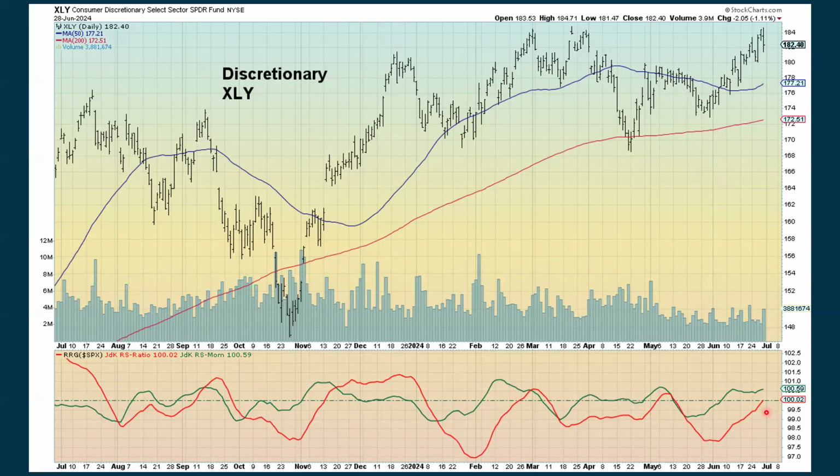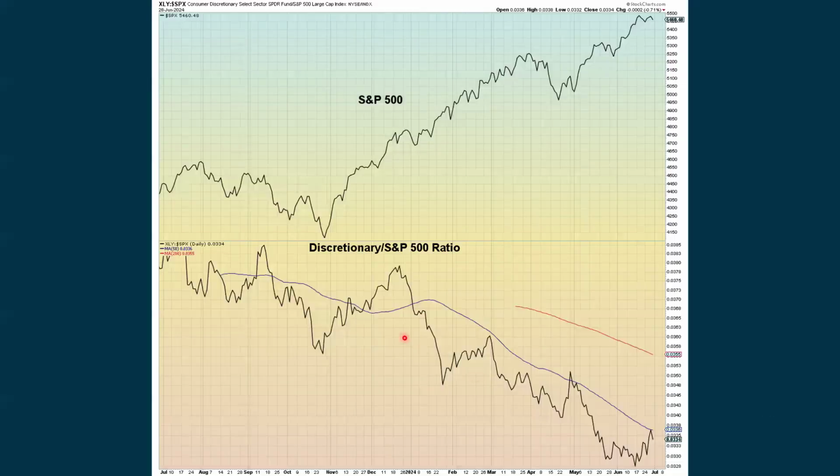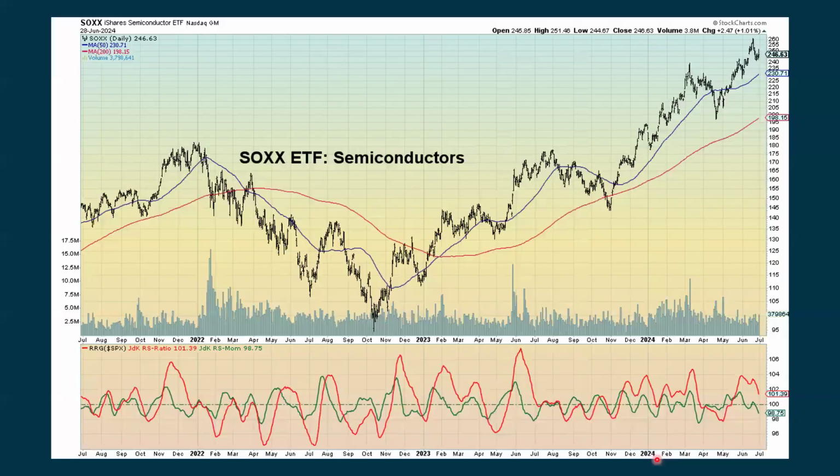We want to see tech, communication, and discretionary outperforming the market. That really helps to drive prices higher. And then it would help if the transports could also start to show a better performance. So this is why we keep an eye on this particular area. But when we look at it compared to the S&P, discretionary continues to underperform.